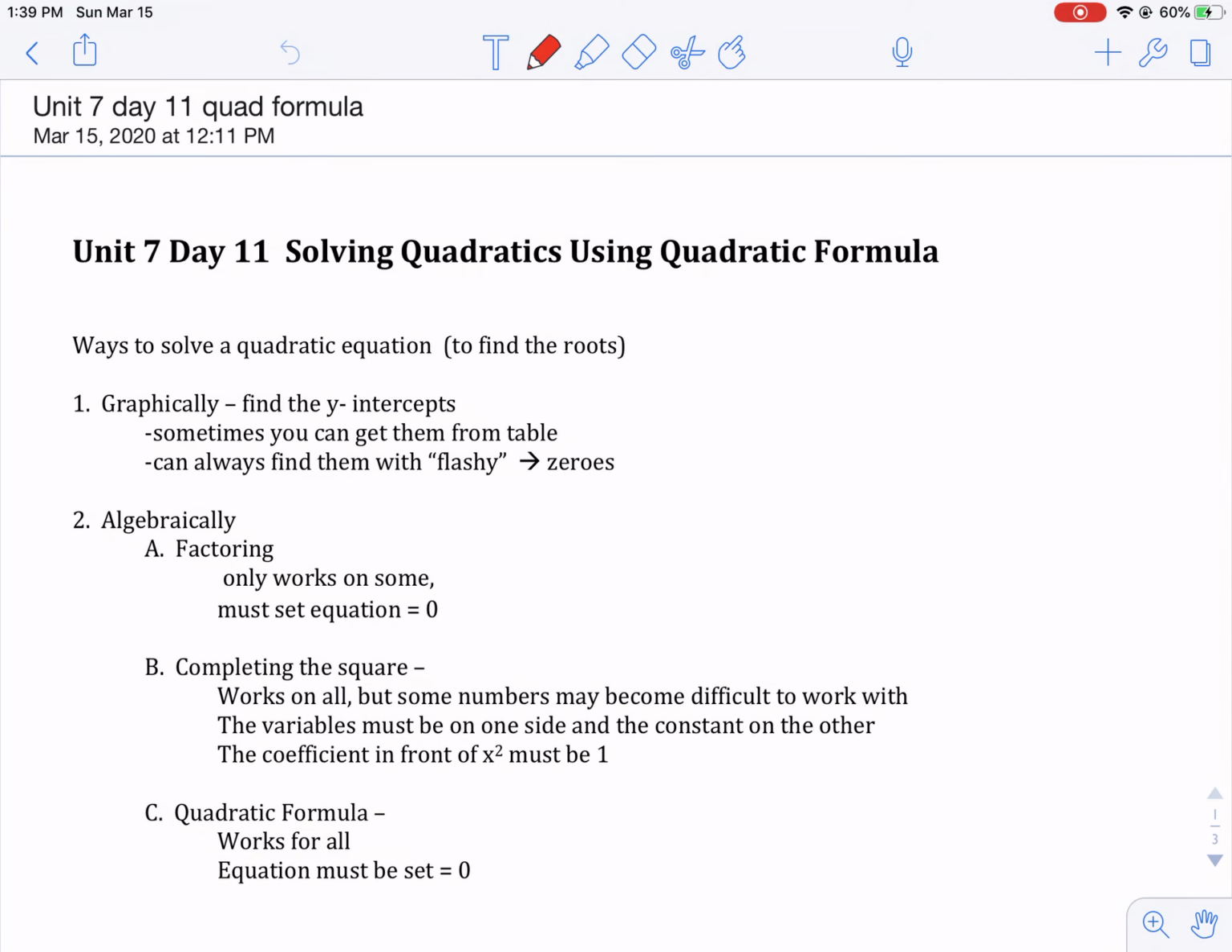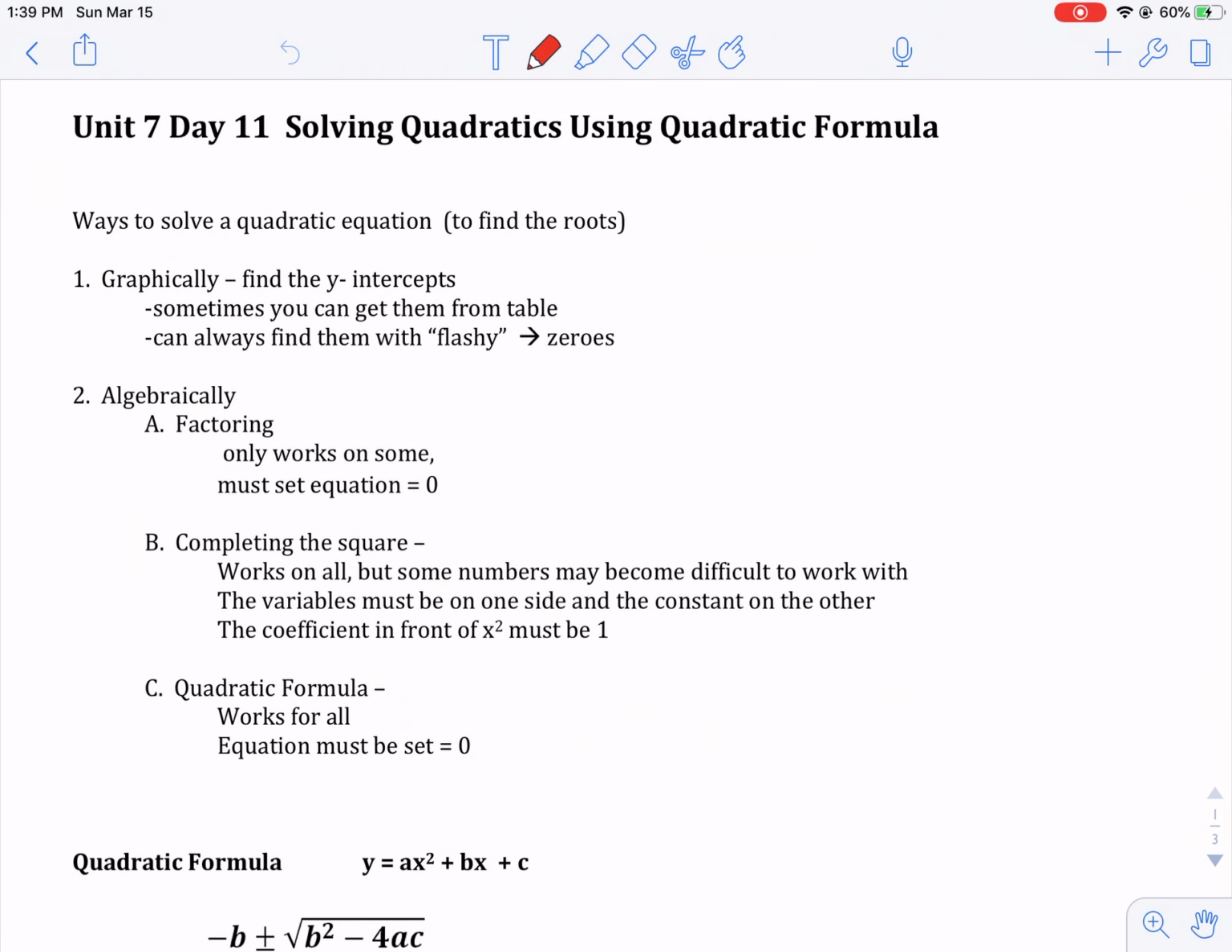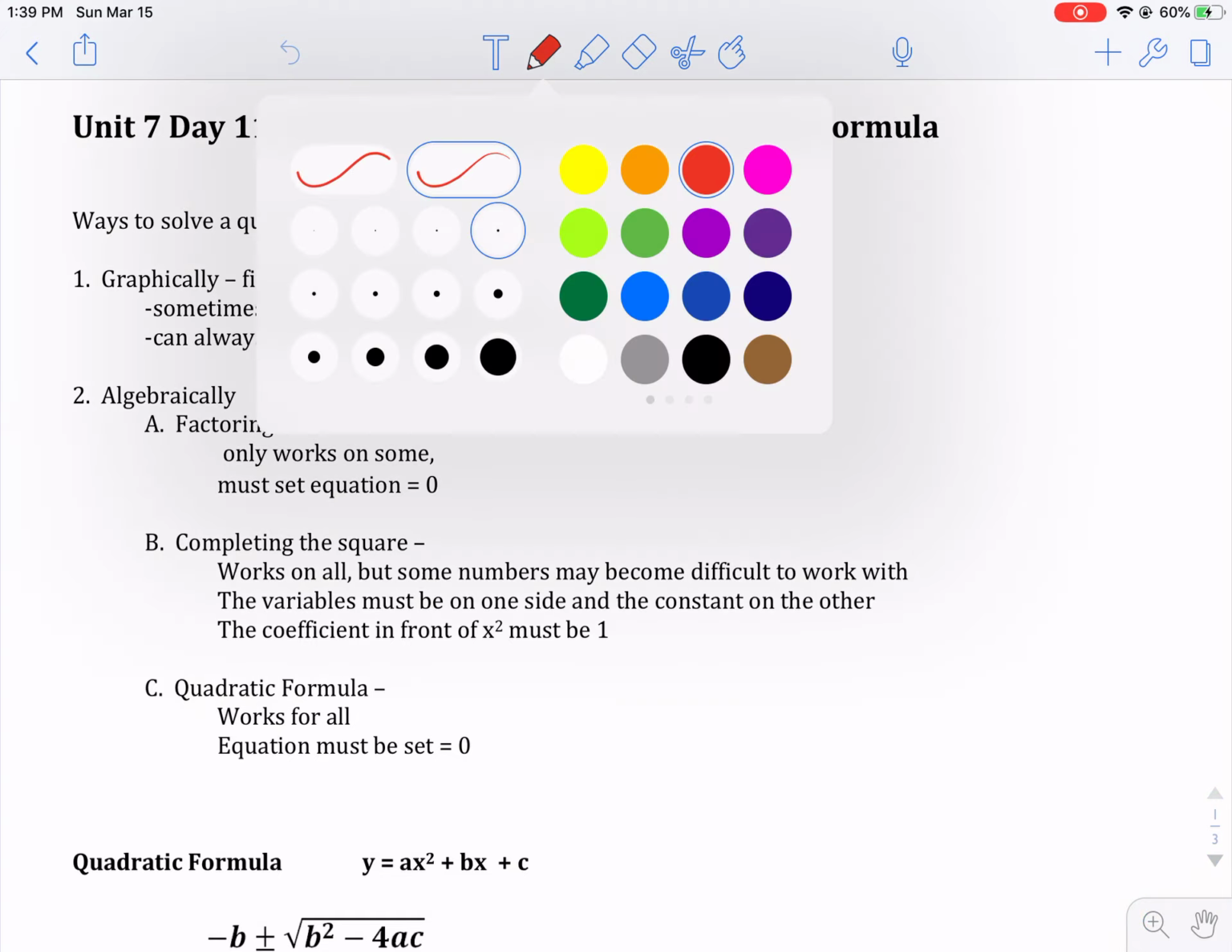Alright, the next lesson is about solving quadratics using the quadratic formula. Just to wrap up what you've learned in this unit so far, there are 4 ways to solve a quadratic. When you solve a quadratic, you are finding the roots. So the first way you learned was to graph and find the x-intercepts.